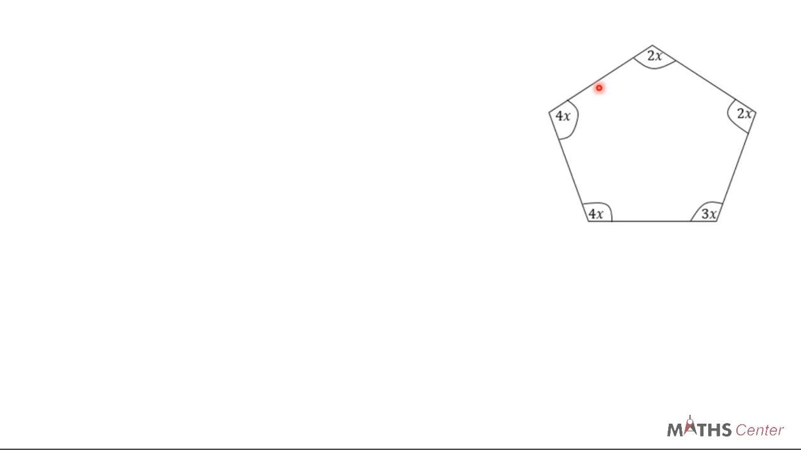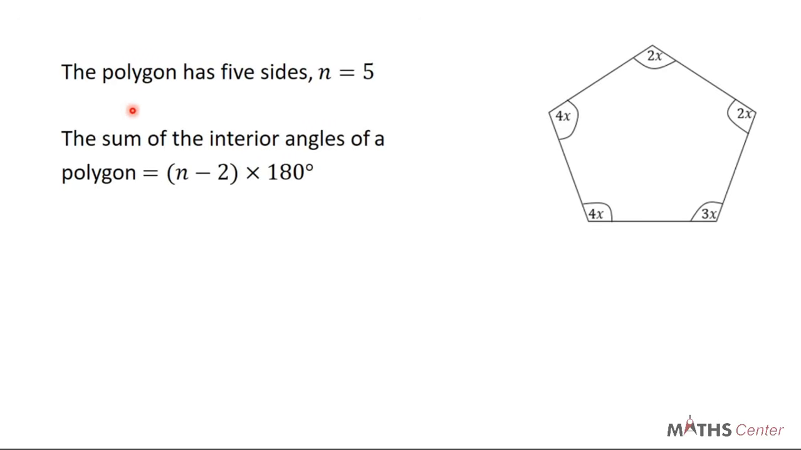But look at this plane figure. The sides are 1, 2, 3, 4, 5. It's a pentagon, not a quadrilateral. So how do you find the sum of the interior angles of a pentagon? We know that the sum of the interior angles of a polygon is n minus 2 times 180 degrees, where n is the number of sides. So here the number of sides of this polygon is 5.